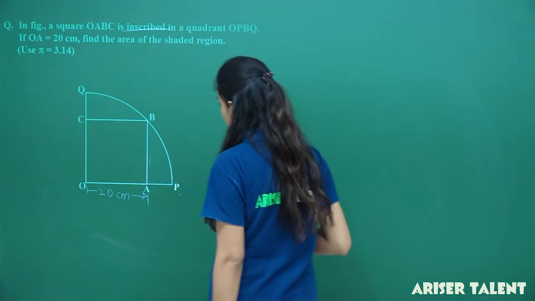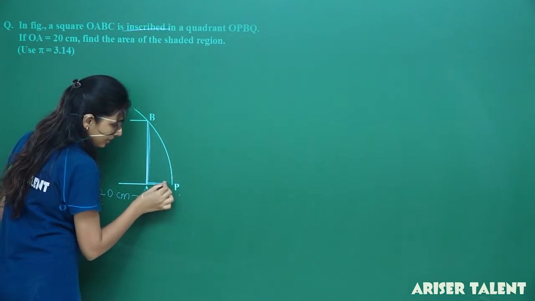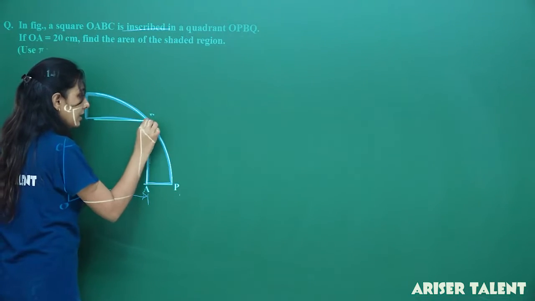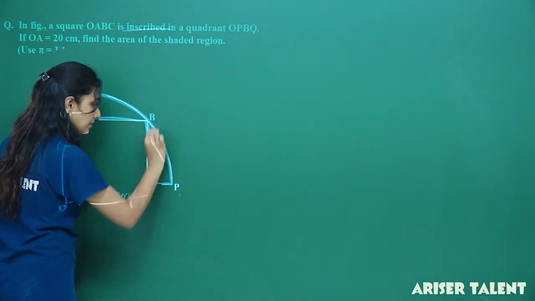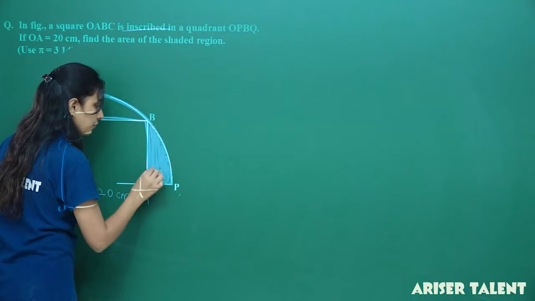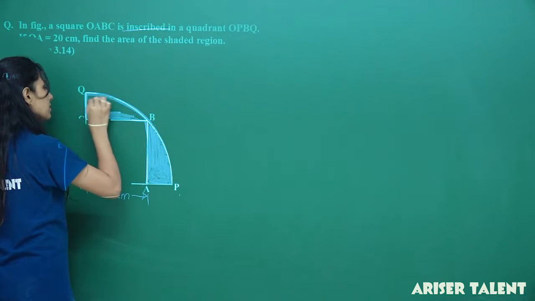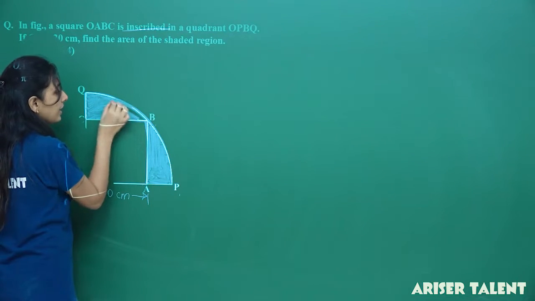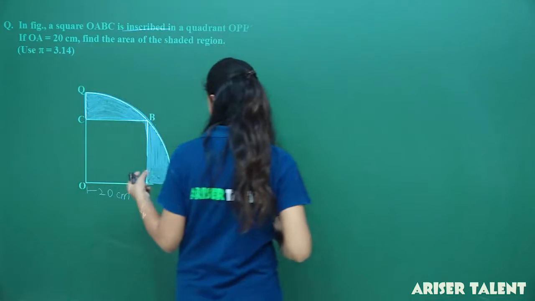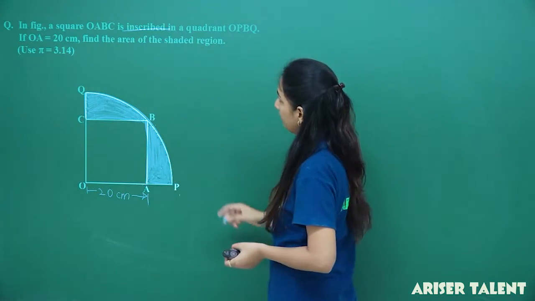If you are not provided with the shaded region, let me show it here. This is your shaded region. This is your complete quadrant. This is the shaded area, right? So you have to calculate it. Now how can you calculate it? You will simply find this quadrant's area and subtract this square's area. Now the square area is 20 by 20 because it's a square.